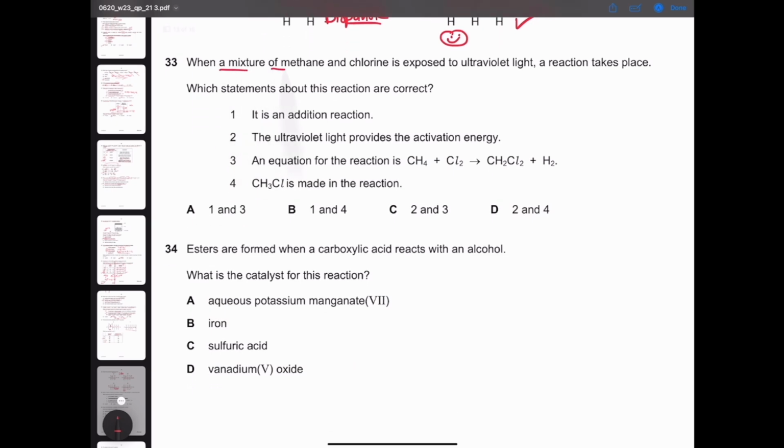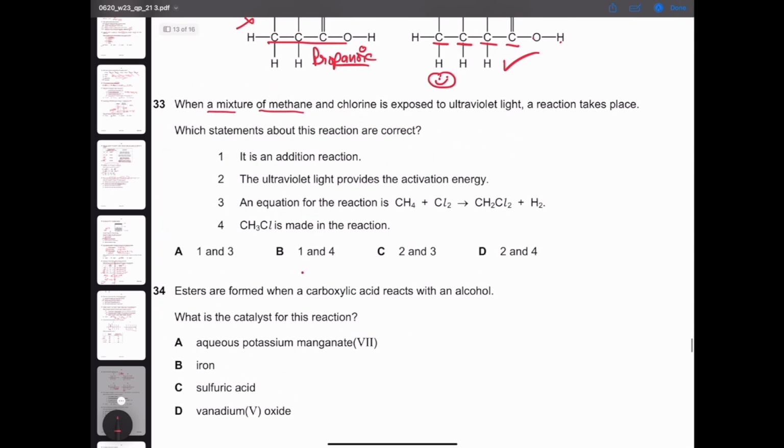When a mixture of methane and chlorine is exposed to ultraviolet light, a reaction takes place. Which statement about this is correct? It is an addition reaction. No, addition reactions take place in alkenes. This is an alkane. The ultraviolet light provides the activation energy.